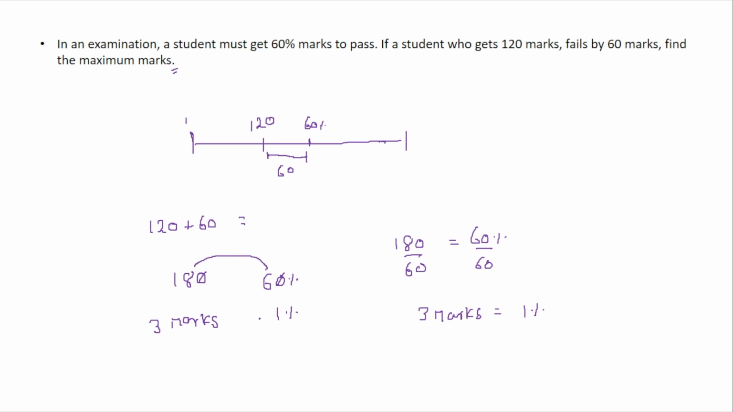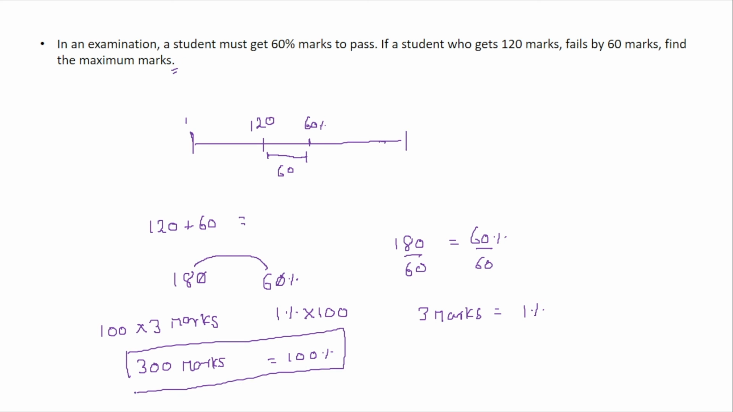So they ask you what is the maximum marks. So maximum marks is how much? 100%. So to make 1% as 100, you have to multiply it by 100. Similarly, if you multiply it by 100, you also need to multiply this by 100. So this comes out to be how much? 300 marks, and the value of it is 100%, right? So the maximum marks of the examination is how much? 300 marks. So the answer of this is 300 marks is the maximum marks in the examination. Okay. So this is how you need to solve this question. Thank you.